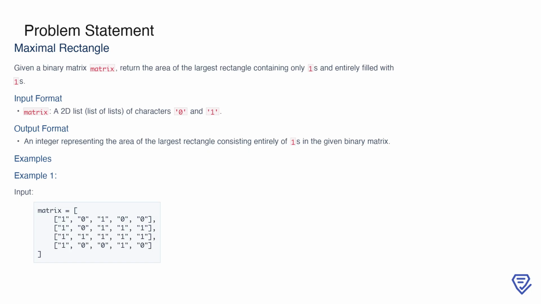The goal is to determine the area of the largest rectangle that can be formed within a given binary matrix, where the rectangle consists entirely of 1s. The input is a 2D list of characters, where each character is either 0 or 1. The output is an integer that represents the area of this largest rectangle. For example, consider a matrix where each row contains a mix of 1s and 0s. Within this matrix, you need to identify the largest possible rectangle filled entirely with 1s and calculate its area. This is the problem we aim to solve.